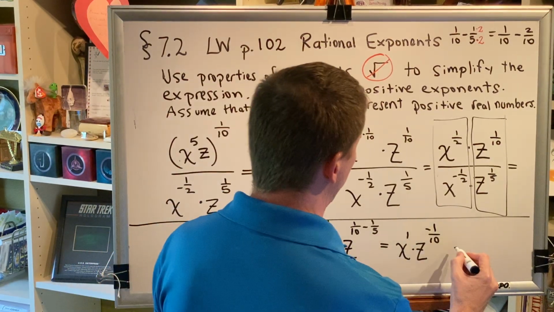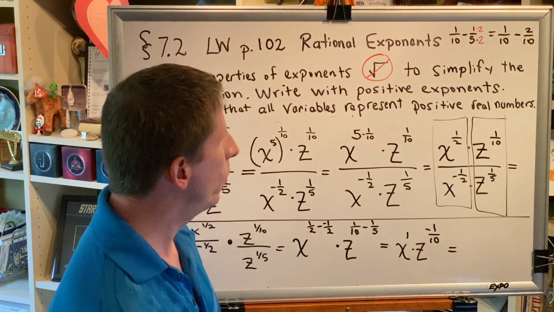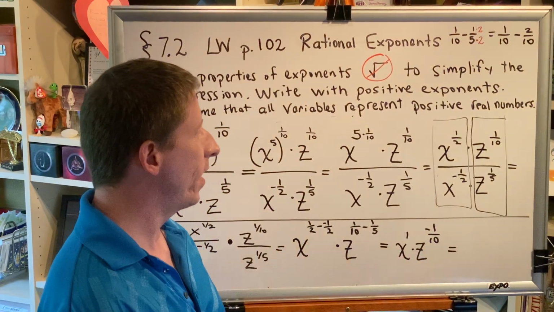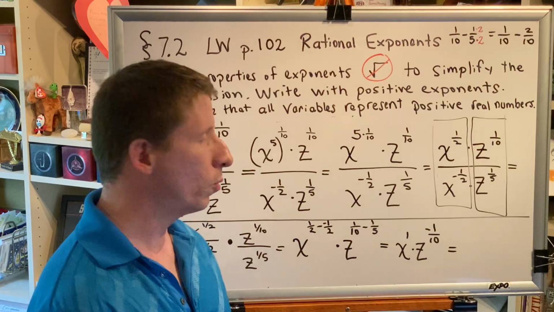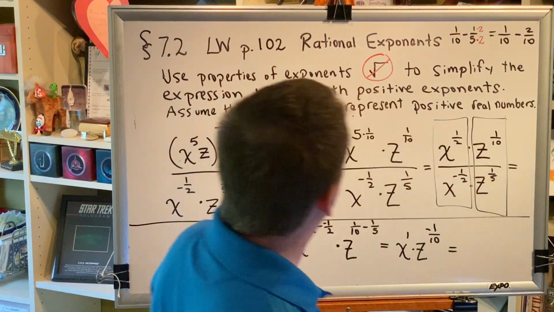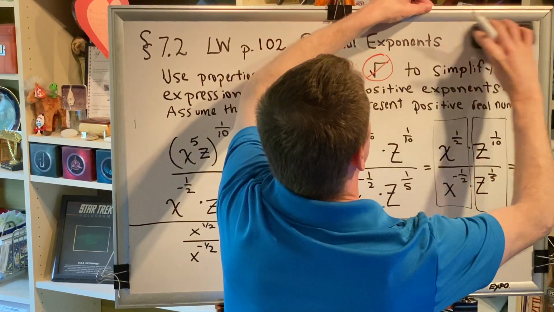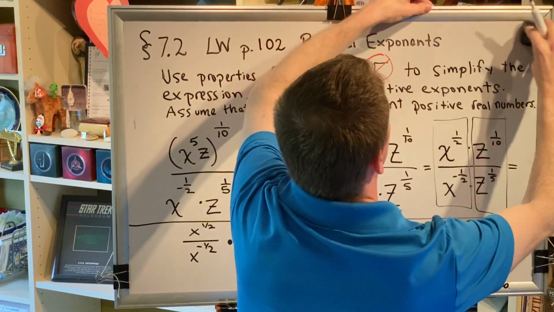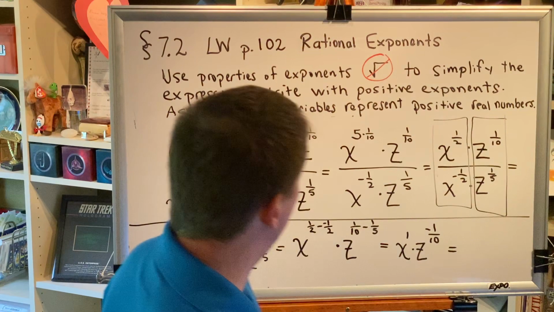Okay, we're almost done. The last thing we have to do is get rid of this negative exponent using the rule: a to the negative fraction is the same thing as 1 over a to the positive fraction.